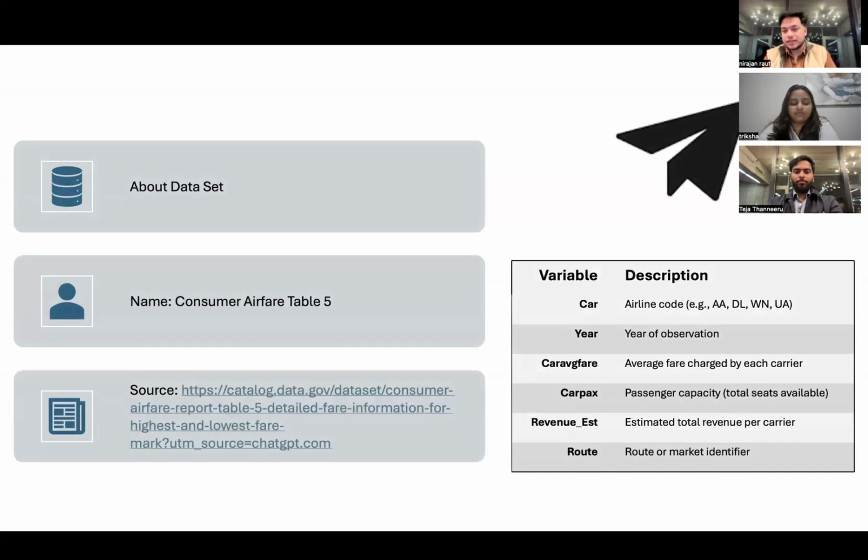About the data set, we got it from the official site of the US government itself. It has detailed information on highest and lowest fare over time, and it has important variables such as airline codes, years of observation, the average fare between carriers, passenger capacity, and the route or market identifier.